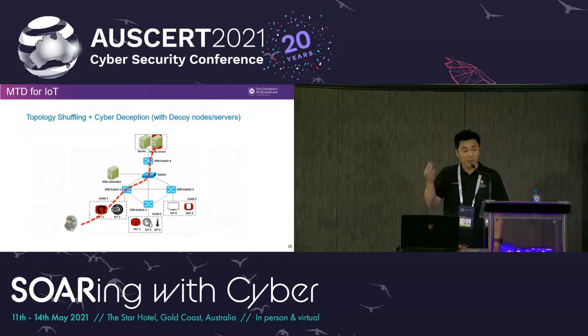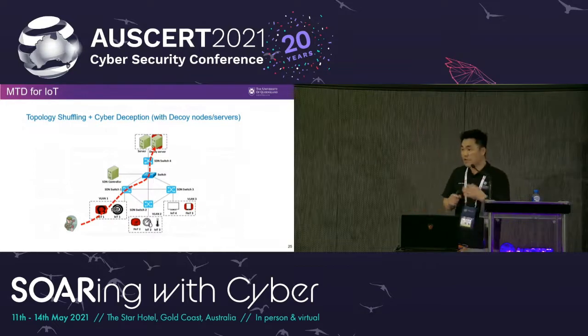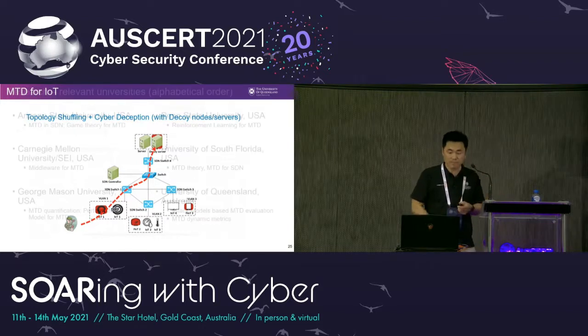Also, we can shuffle the network topology so that the reachability from the entry point to the target server can be changed, based on time-based MTD or event-based MTD. So this can be used for IoT networks. We've been doing this with the ARL, but not the same team, a different team, and we published some papers in this domain as well.